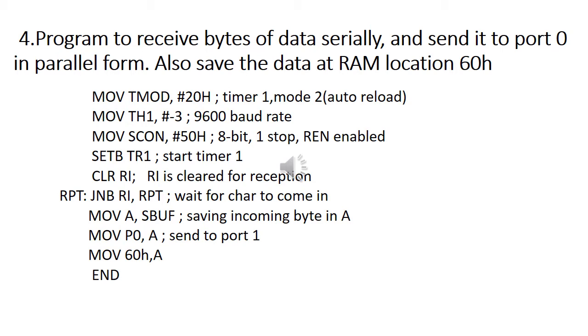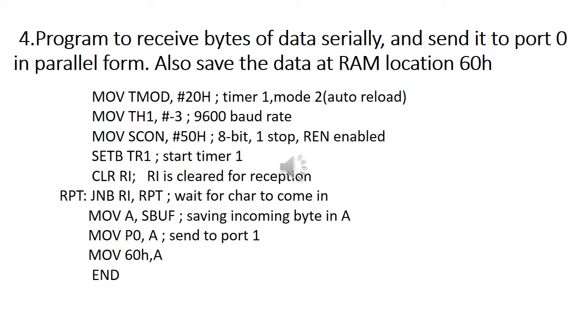Whenever you are receiving the data serially, you should make use of the receive interrupt. In case of transmission, you should make use of the transmit interrupt flag. In case of reception, you should make use of the receive interrupt flag. So this bit you should clear, then you go on monitoring this receive interrupt flag until it becomes 1.